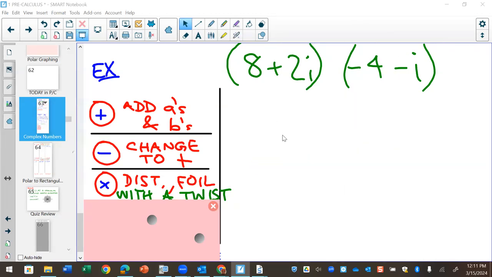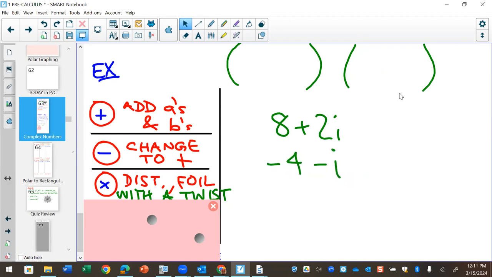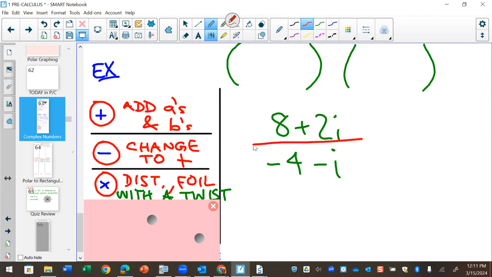Okay, we left off with division. And here's the deal. They've got to tell you which one to put upstairs and which one to put down. So write this one.